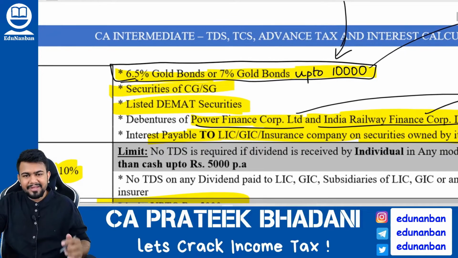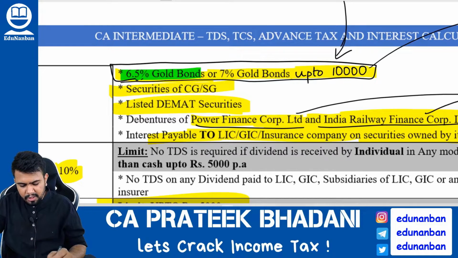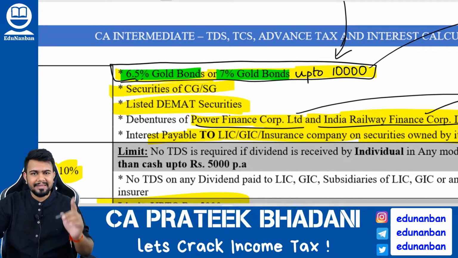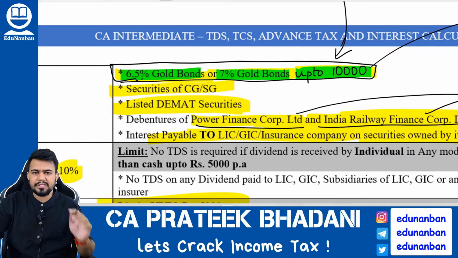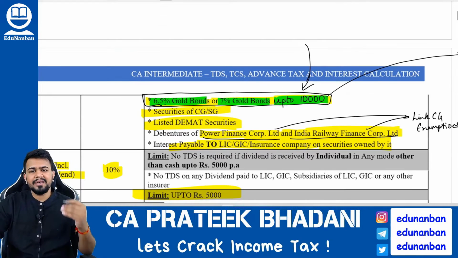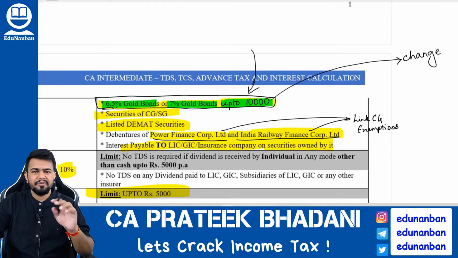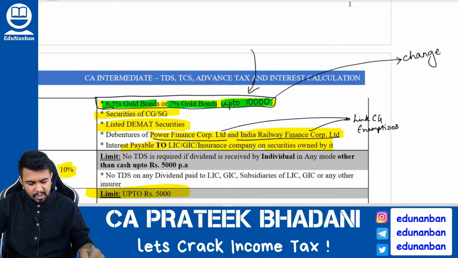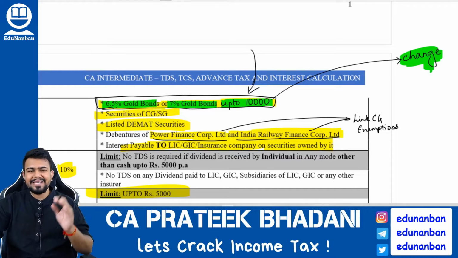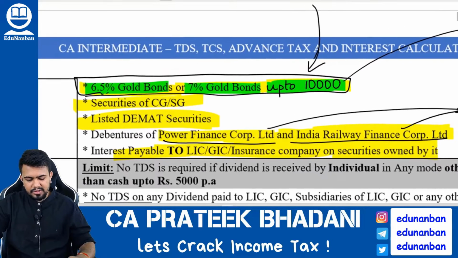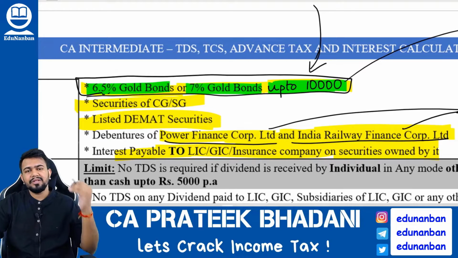Then if there is a 6.5% gold bond or 7% gold bond, then in such case up to 10,000 rupees no need to deduct the TDS. If it is more than 10,000, deduct the TDS. So in your notes, this 10,000 limit will not be written. Please make this small correction in your notes. So in case of 6.5% gold bond and 7% gold bond, up to 10,000 rupees no need to deduct the TDS. More than 10,000, deduct the TDS on the entire amount.